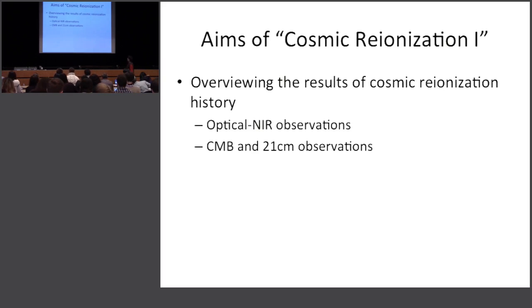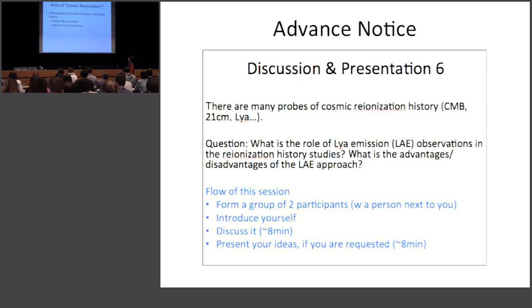The aim of this lecture is for you to understand the result of the cosmic reionization history constrained by the optical to near-infrared observations and CMB plus 21 centimeter observations. And this is the advance notice. So the question to you this time is, what is the role of Lyman-alpha emitter, LAE, observations in the reionization history studies? What is the advantage and disadvantage of the Lyman-alpha emitter approach?